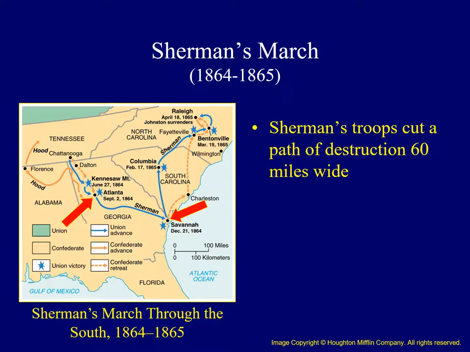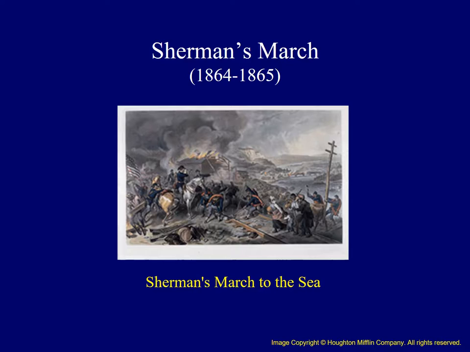Following Lincoln's victory, Sherman took the war home to the civilian population of Georgia as he cut a path of destruction 60 miles wide all the way to Savannah at the rate of 10 miles per day. As shown in this image, Sherman undertook his march to the sea to break the South of its will to fight.